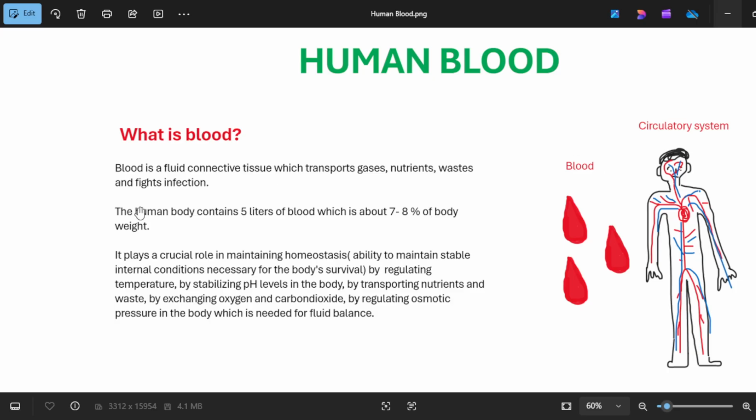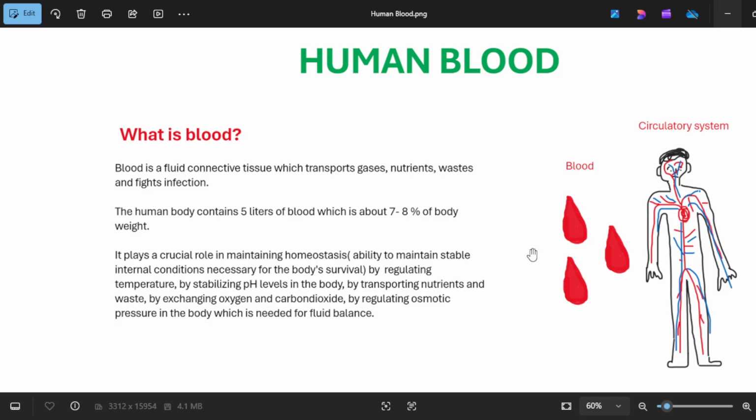Our human body consists of nearly 5 liters of blood, which is about 7 to 8 percent of body weight. And what is the use of blood? Not only supplying the nutrients, gases, waste, and fighting infections. Through all these functions, it does a very important job inside our human body, which is nothing but homeostasis.